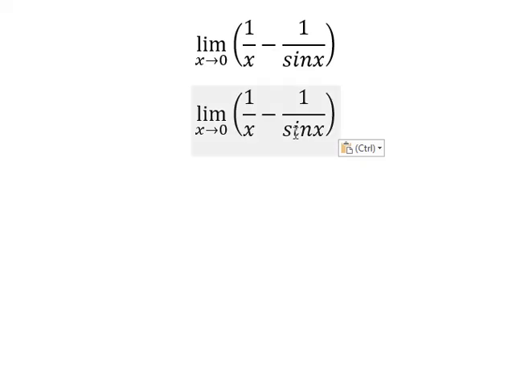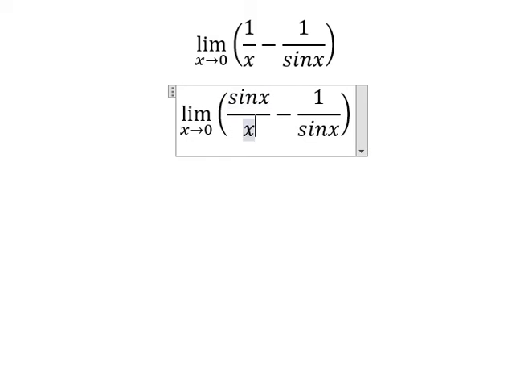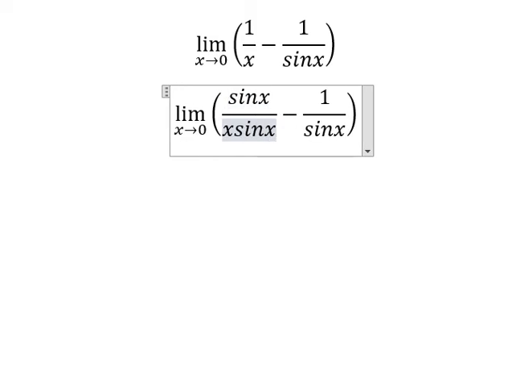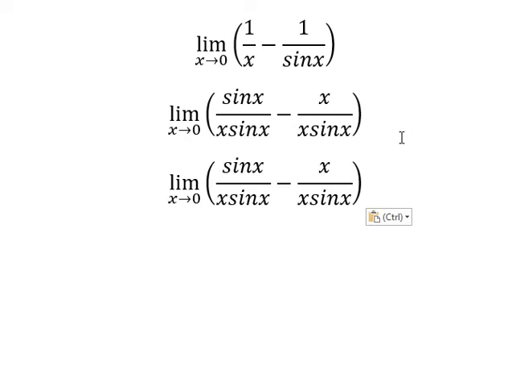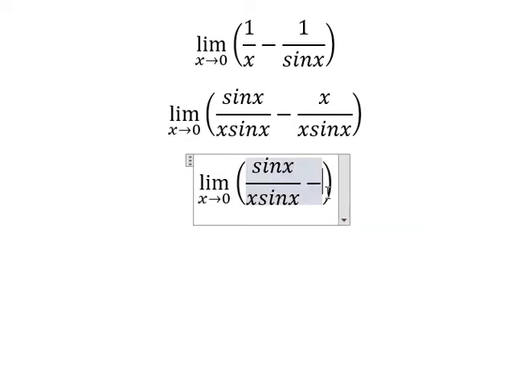We need to find a common denominator. So for this one, we multiply by sin x on the numerator and denominator. For this one, we multiply by x. Next, we combine the two fractions together.